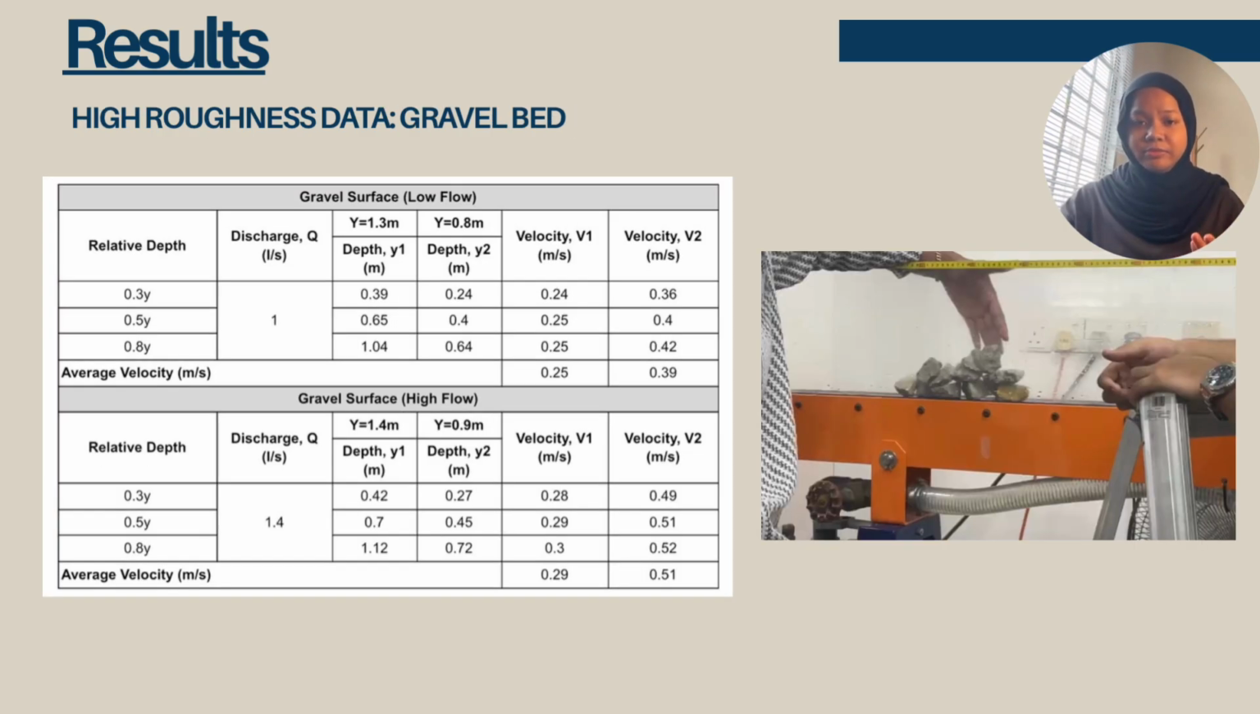Moving on to the gravel bed. Similar to the vegetation bed, the gravel surface creates additional roughness that increases friction between the water and the channel bed. And the velocity still increases from 0.3y to 0.8y, but the gravel causes energy loss, making the flow less uniform than the smooth bed. Under high flow conditions, the velocity is higher than under low flow conditions, but the effect of the gravel roughness is still clearly observed.